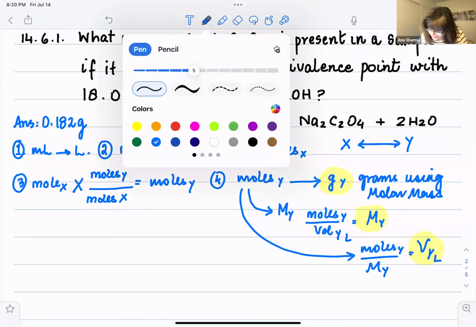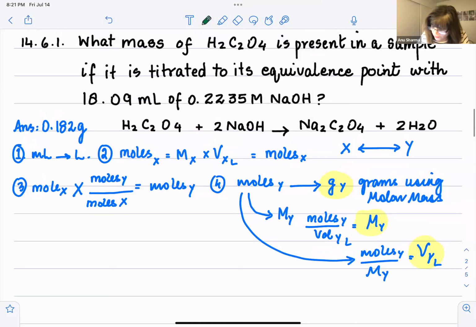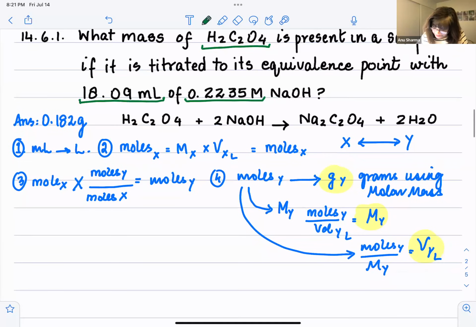So in this case, let's do it with a different color. What mass of an acid is present in a sample if it is titrated to its equivalence point with the volume and the molarity of a base? Okay. So what do we need here?